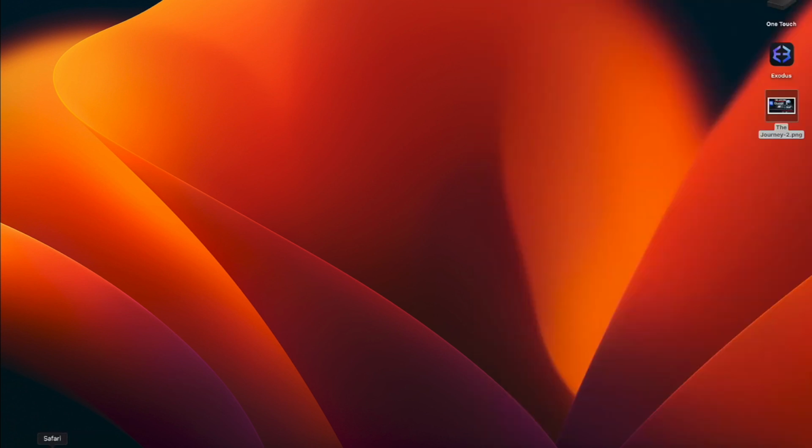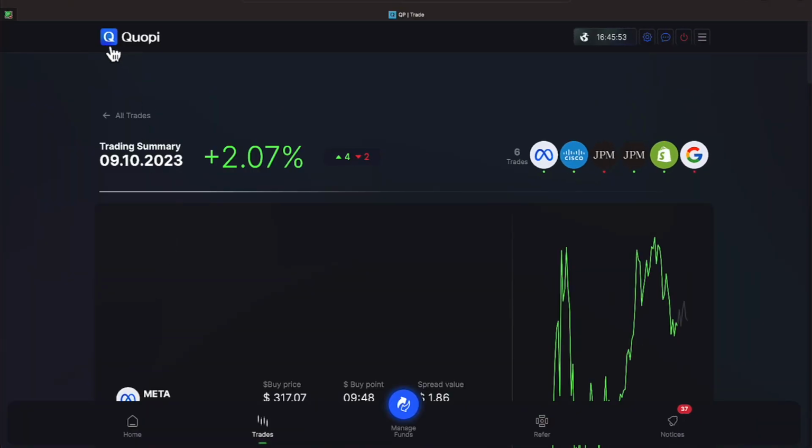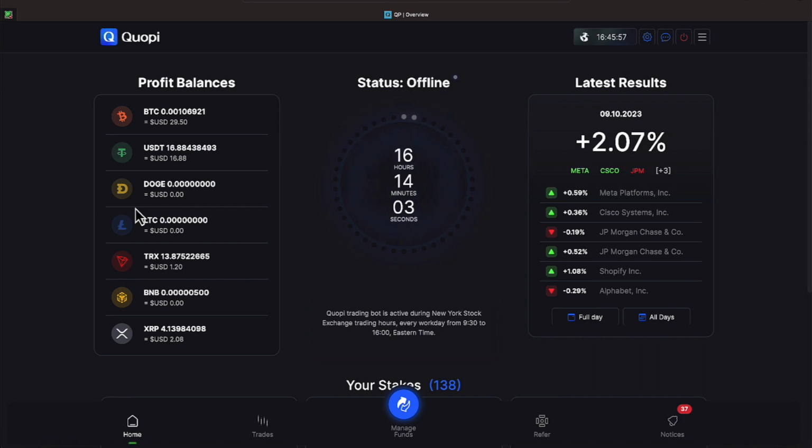That is Monday through Friday. Quopi does not work on the weekend. Quopi works on the New York Stock Exchange from 9:30 to 4. If you forget any of those details, it is in the middle of the screen that I'm going around with my cursor. And Quopi will be back at work in 16 hours and some odd minutes.